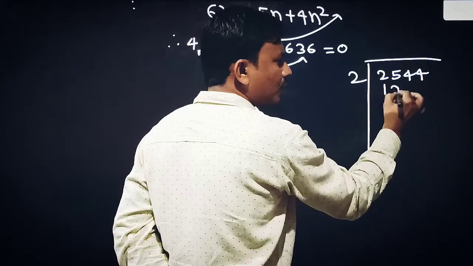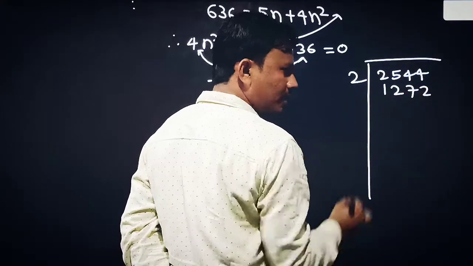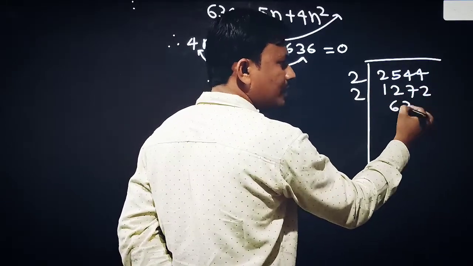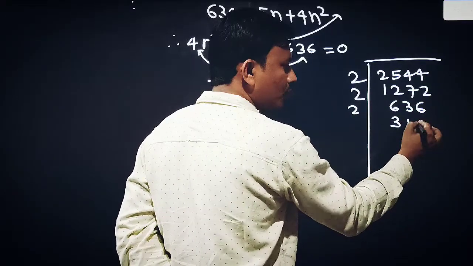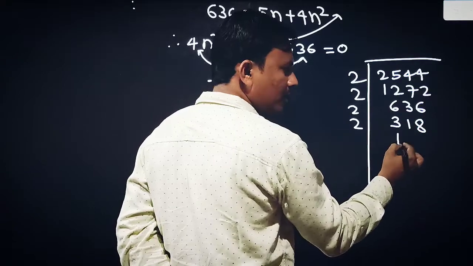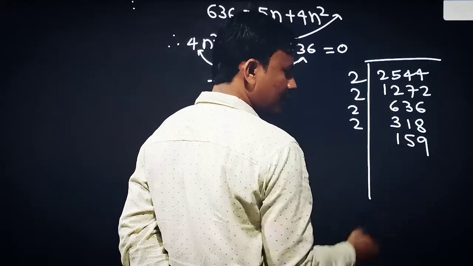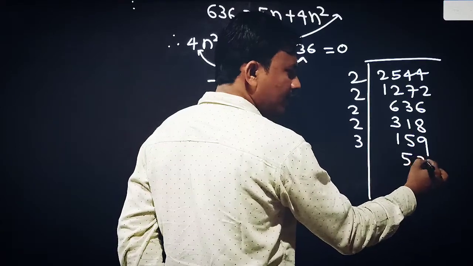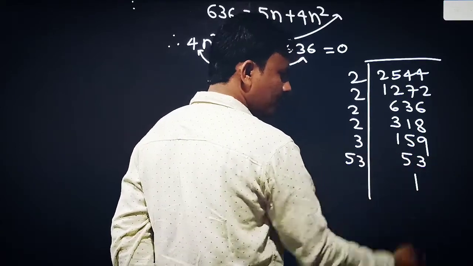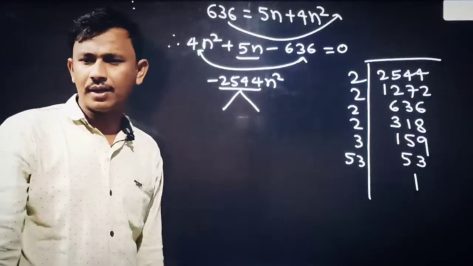2 ones are 2, 2 twos are 4, 2 sevens are 14, 2 twos are 4, correct. 2 sixes are 12, 2 threes are 6, 2 sixes are 12. Next, 2 threes are 6, 2 ones are 2, 2 eights are 16. Next, 2 ones are 2, 2 fives are 10, 2 nines are 18. Next, 3 fives are 15, 3 threes are 9, 53 ones are 53.